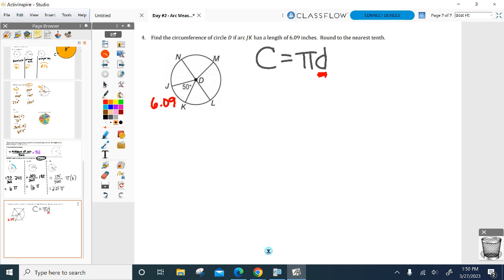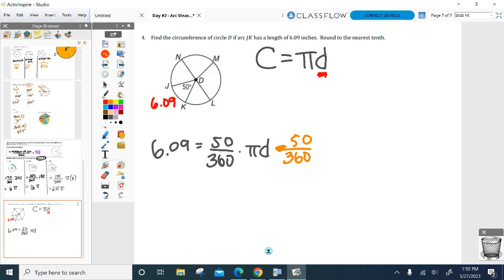So going to the arc length formula. 6.09 equals the measure, which is 50 degrees, the central angle, over 360 times pi d. Here's where we're going wrong: how do you solve that for d? It's all multiplication. We shouldn't be subtracting something over. So if you want to get rid of 50 over 360, you're going to have to divide it out or multiply both sides by its reciprocal, 360 over 50. Either one here. Just make that big. You can't subtract it over. It's all multiplication. And then after that, you divide by pi.